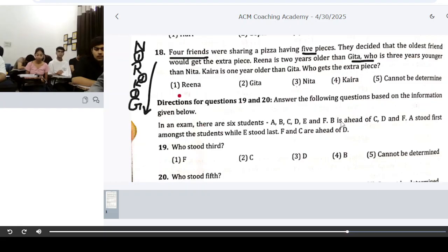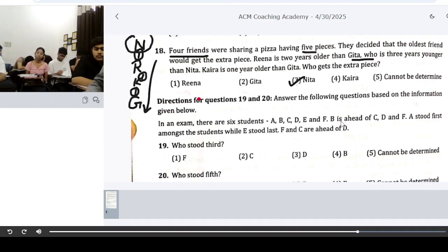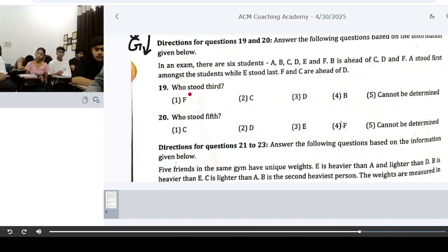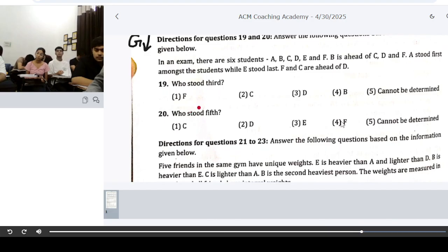Now the question is, who gets the extra piece? Of course, Nita is going to get the extra piece because she is the eldest. That is my answer. You can do it, it's easy. Devdeep, look at the next one. The last question I'm going to try, then you guys will try.